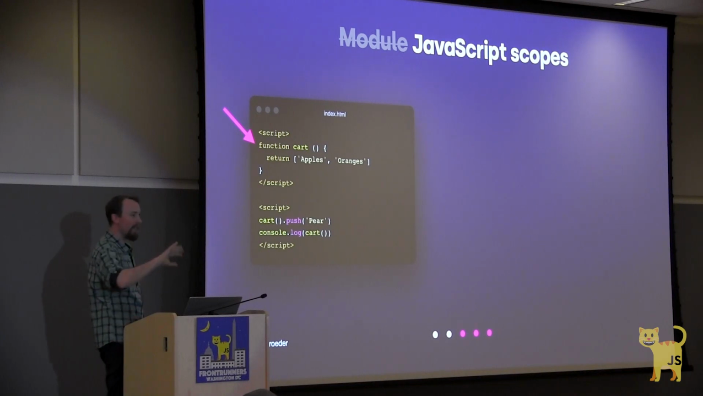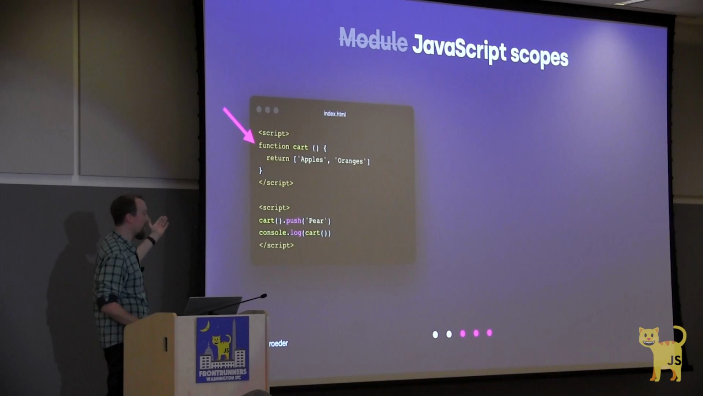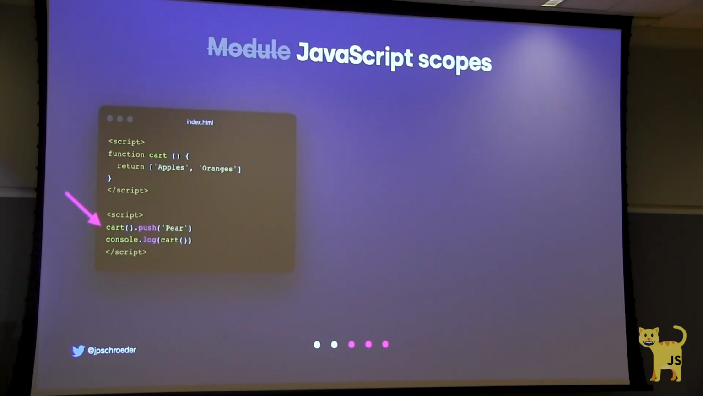Number two, now we're just going to nest that inside of a function. So we still have two script tags. We've got a function that's going to return an array. And then down below, we're going to call that function, push something onto that array, and then just call the function in a console log. Okay, here we go, 5 seconds.